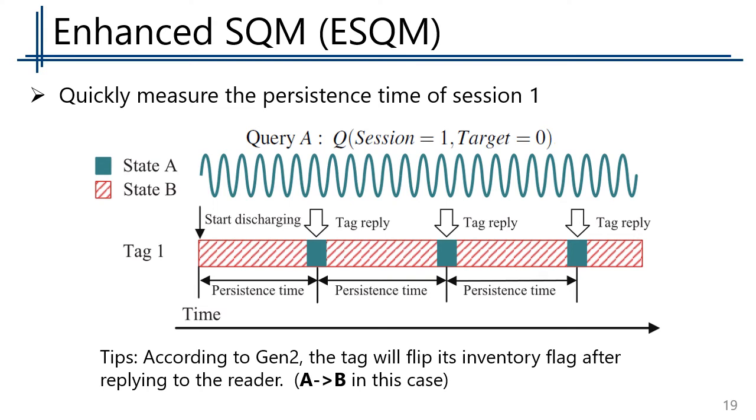By keeping query A, the time interval between 2 adjacent replies is a measure of the persistence time. As we can see, no long waiting periods are needed. This method is very efficient. We just need about 3 seconds to get a tag's persistence time on average.